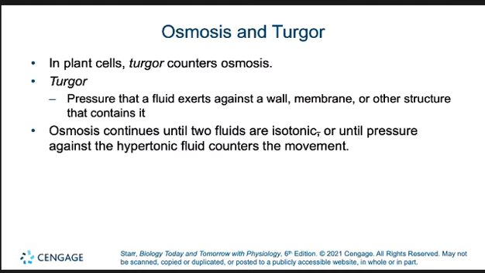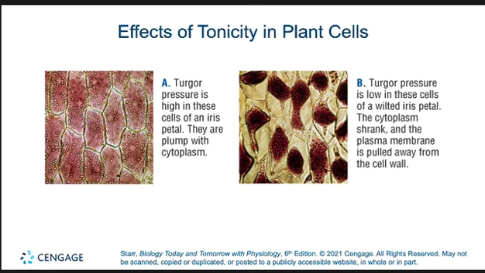In plant cells, turgor counters osmosis. Turgor is the pressure that a fluid exerts against a wall, a membrane, or another structure that contains it. Osmosis continues until two fluids are isotonic or until pressure against the hypertonic fluid counters that movement, okay? So you can see here the effects of tonicity in plant cells, okay?